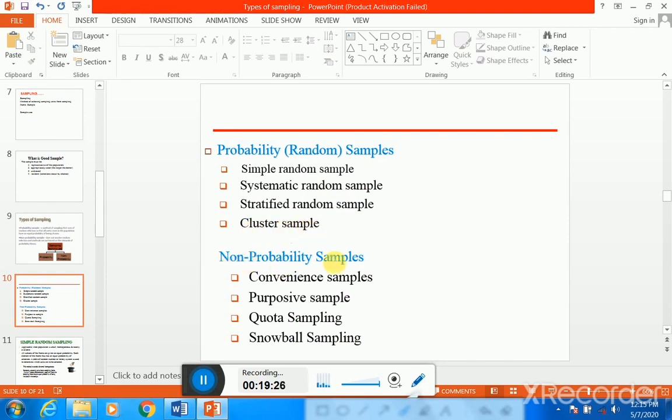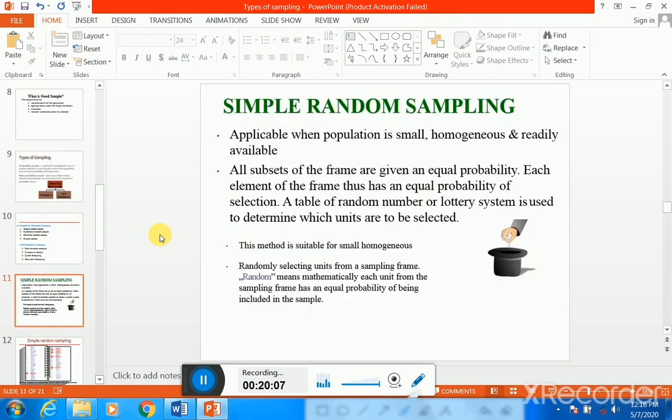Then we have non-probability sampling. First we have convenience sampling, then purposive sampling, sometimes known as judgmental sampling. Next is quota sampling, and last but not least, snowball sampling. Next we are going to discuss each type of sampling in detail. Let's start from the first, probability sampling, and under it the simple random sampling. By the name it is clear.